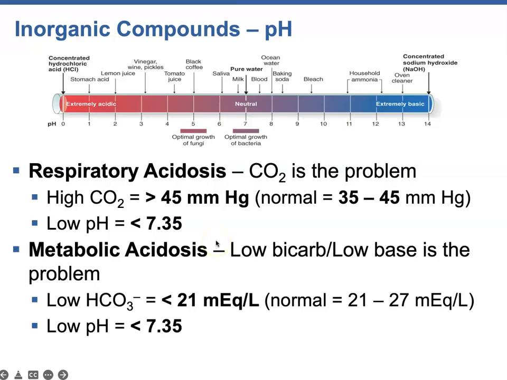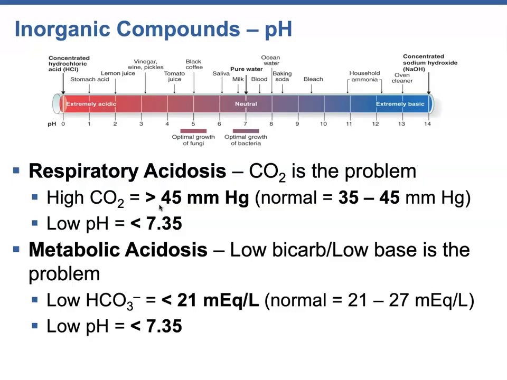So, to summarize, respiratory acidosis, carbon dioxide is the problem, right? So if the carbon dioxide levels are high, which means they're abnormal, greater than 45, that means respiratory acidosis because the pH is going to be less than 7.35. So when you're measuring your end tidal, in this case, you would have a greater than 45 number on the monitor, and that will tell you, hey, this person is acidic.